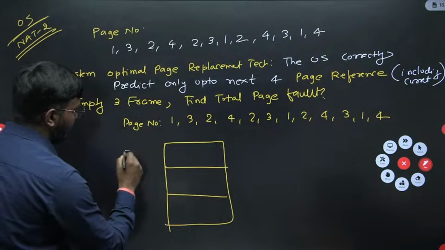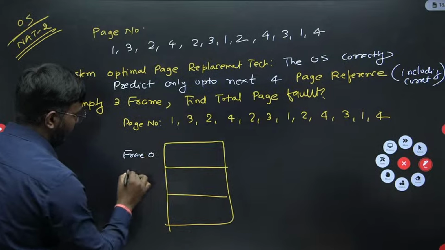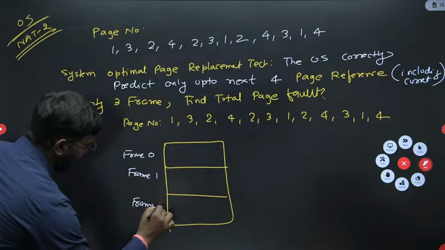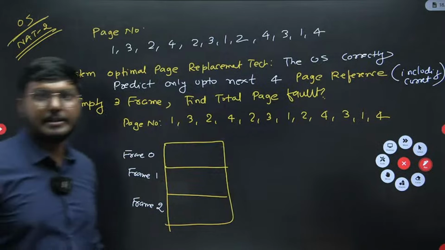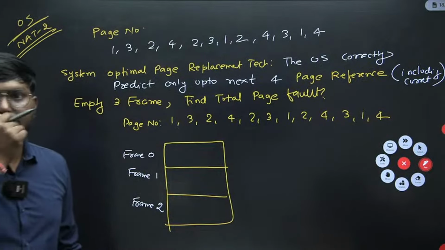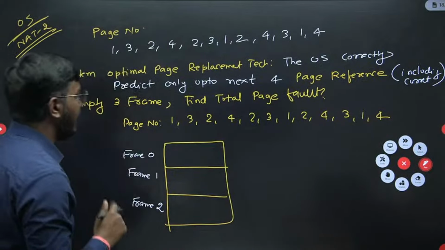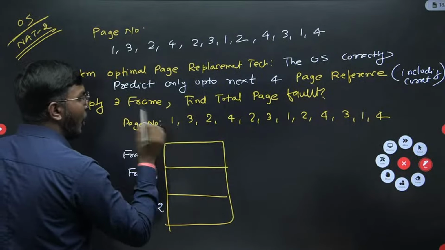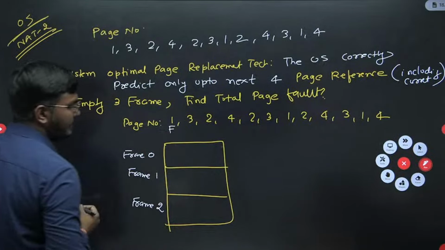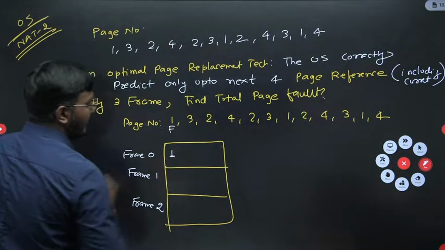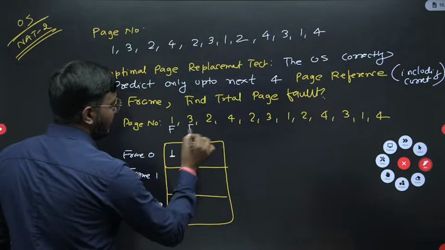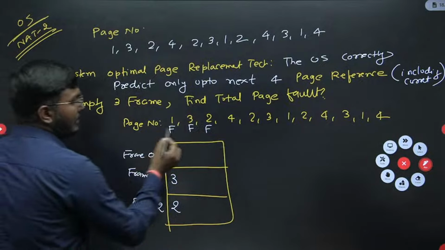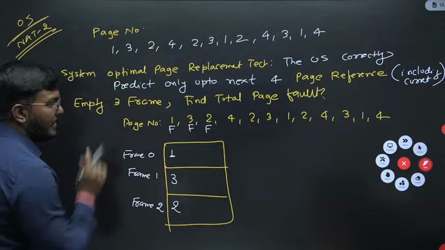This is our frame 0, frame 1, and frame 2. Initially all are empty. So the first page reference will always be a page fault. Insert 1, a page fault. Next 3 is also a page fault, insert 3. Then insert 2. So all the first 3 are page faults. Done. Next is our 4.